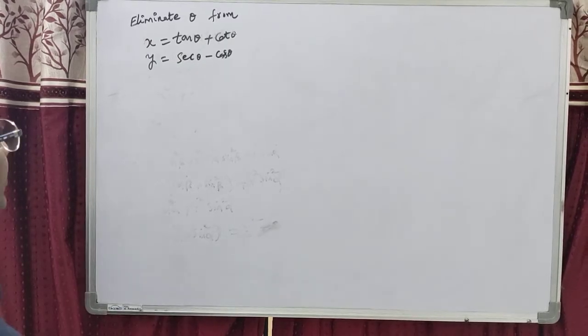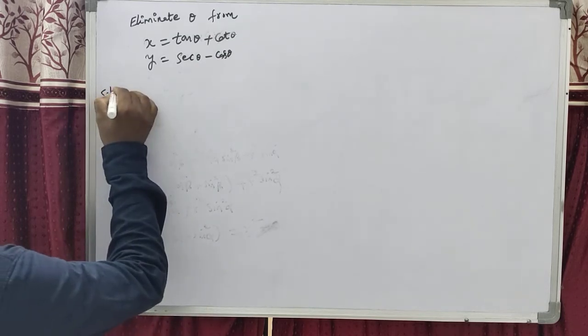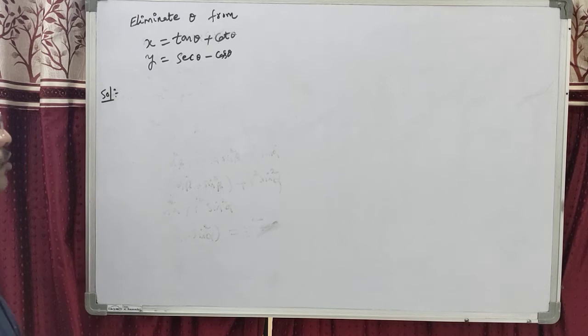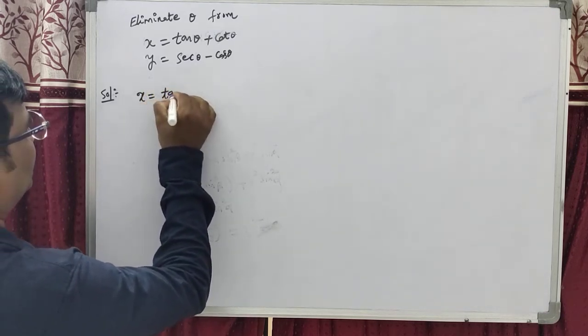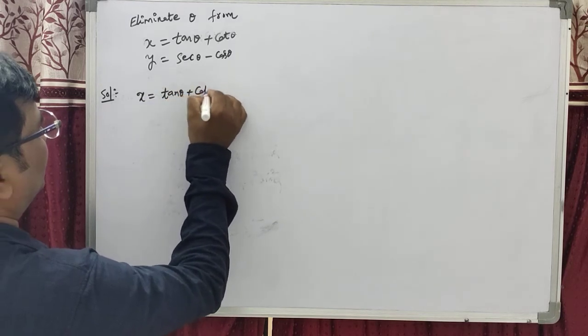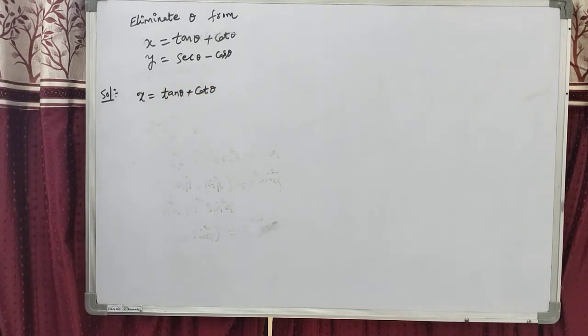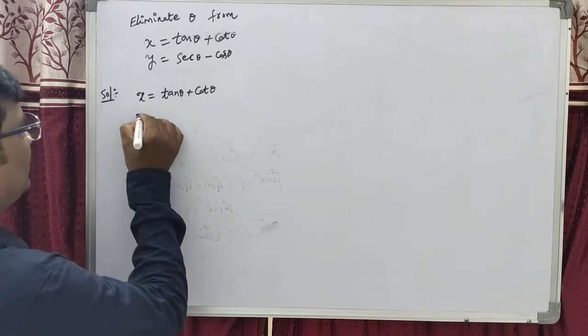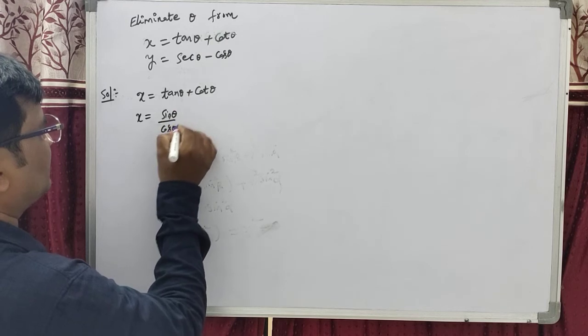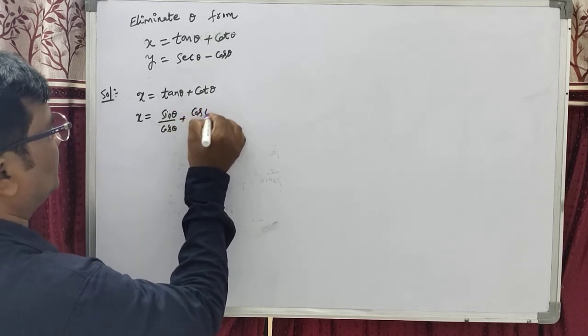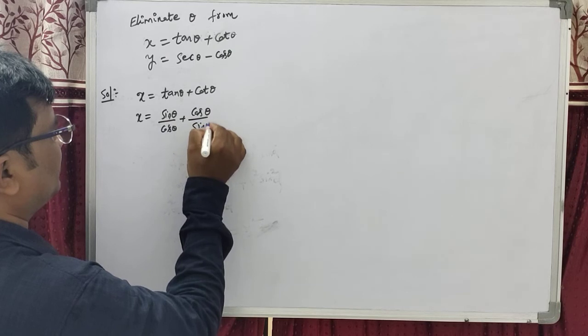Dear students, eliminate theta from the equations x equals tan theta plus cot theta and y equals secant theta minus cos theta. Dear students, first we take x equal to tan theta plus cot theta. We can write it as x equal to sin theta by cos theta plus cos theta by sin theta.